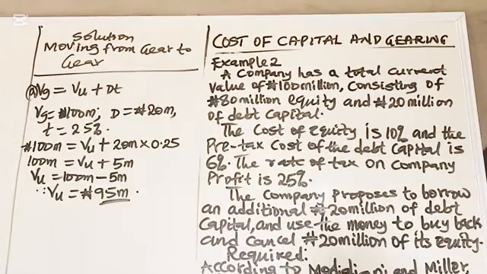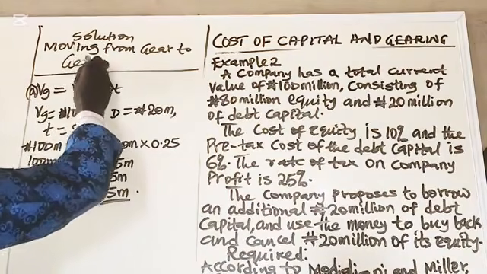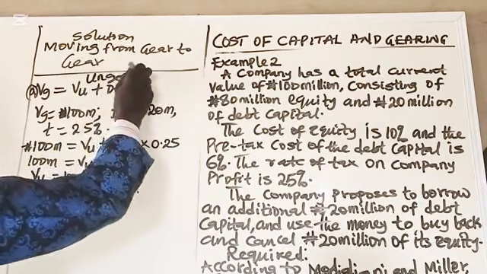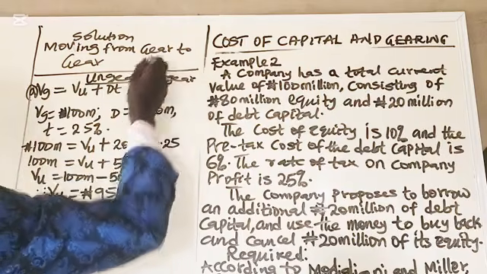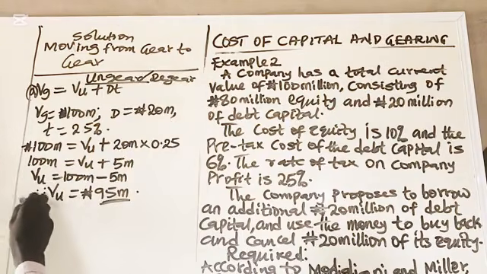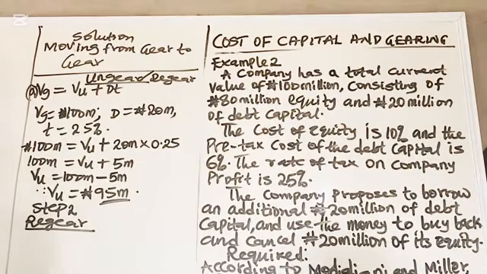So, now that you've determined the value of the ungeared company, the first step is to ungear. I gave you 3 steps. Ungear, that is the first thing we've done. Step 2, you regear. So you want to regear. That is the next step.